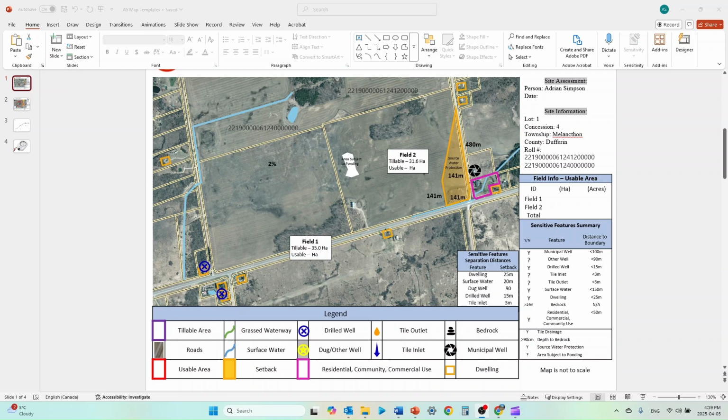The next site characteristic that we're going to look at is our slope. On our map, it's just represented by a percentage. And first, we're going to look at the definitions to see what is actually defined as a slope.